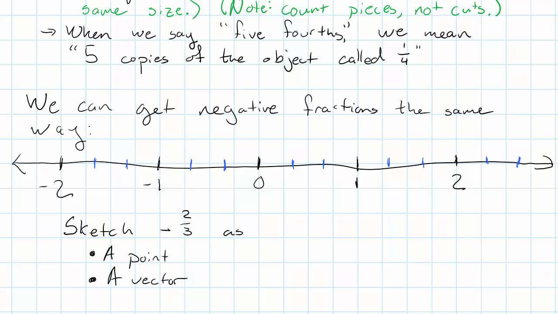That looks about right. So I start from 0, and I count off 1, 2/3, going to the left because it's negative. This goes to the left because it's negative. I've split my unit into 3 equal parts because the denominator is 3. And I've taken 2 of those parts, again, going to the left because it's negative.